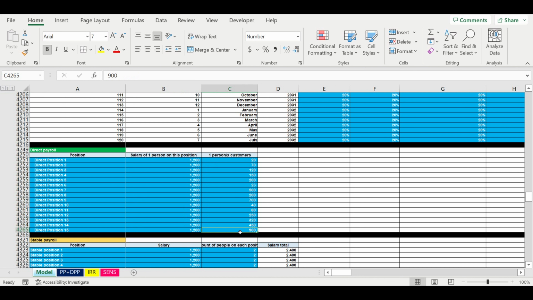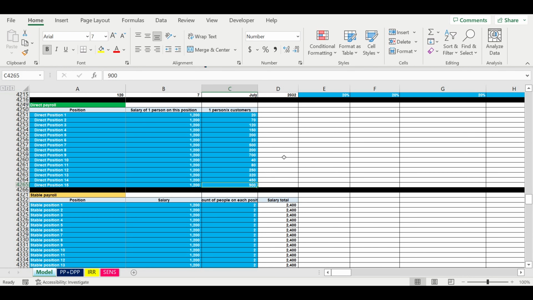So we need, for example, one person on this position per 900 customers. And then if we have, for example, less than 900 customers, we will have one person on this position. If we have, for example, 903 customers, we will have 2 people on this position, and the payroll, direct payroll, will be calculated automatically. So this is a very valuable thing. So it is vital for the projects like this.